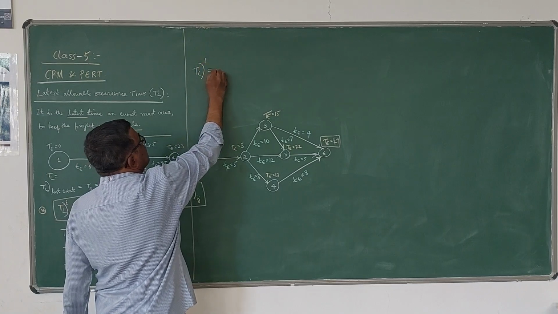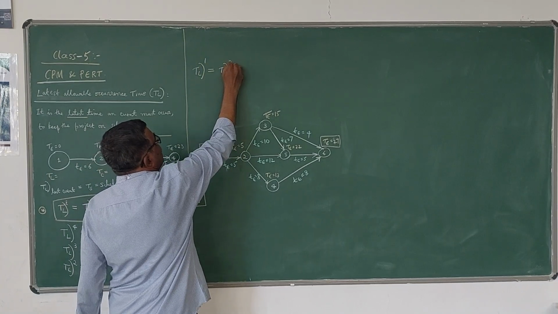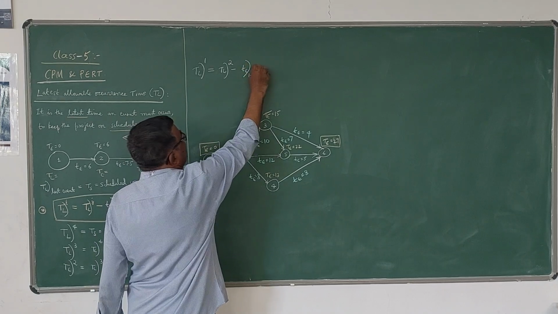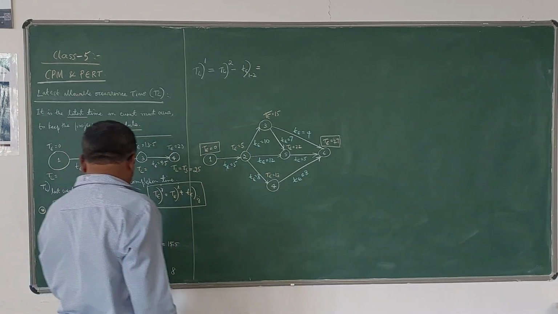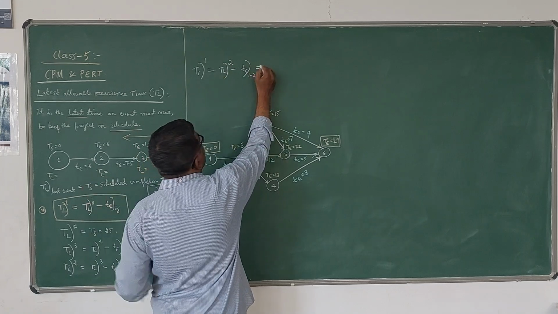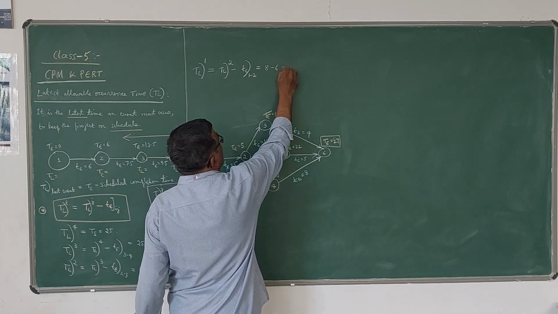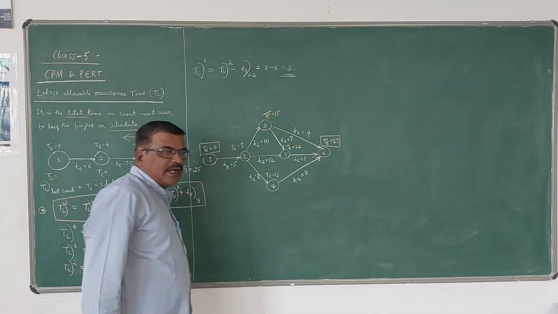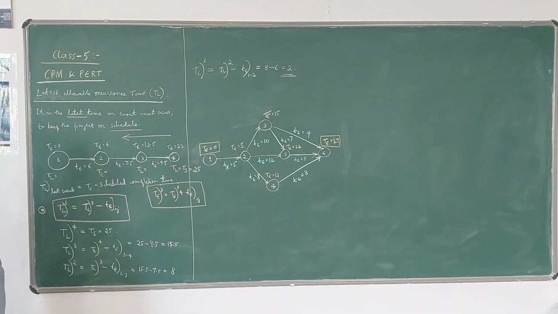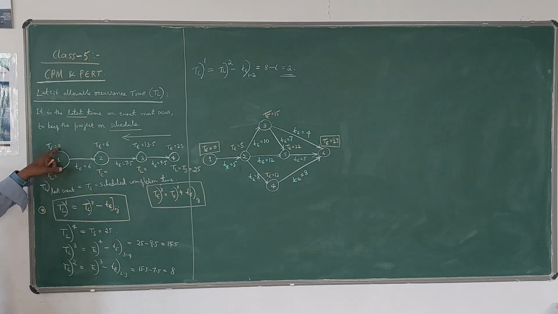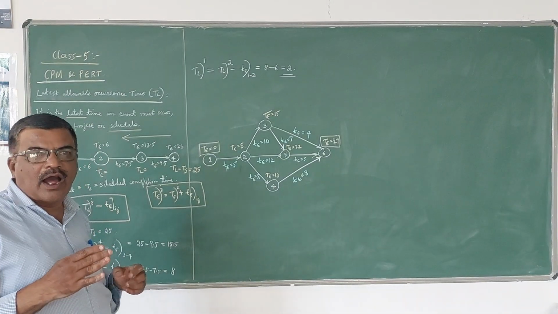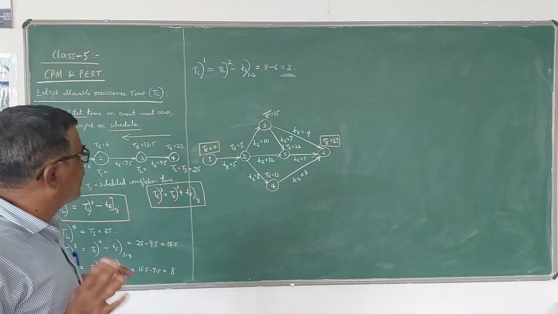TL1 is calculated as TL2 minus TE for 1-2 for the event 1. Now that means it is 8 minus 6. That is 2. So what is the meaning of this? The first event should be completed within 2 days. So actually the expected time is 0. Suppose if there is some delay, up to 2 days it is allowed. That's all. That is the meaning of that.